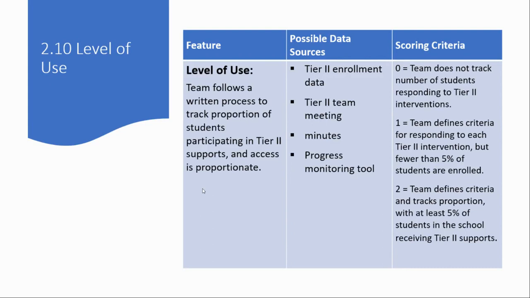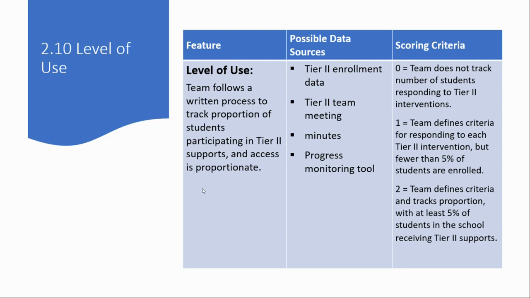So 2.10 is looking at level of use. This feature says the team follows a written process to track the proportion of students receiving or participating in tier 2 supports, and access is proportionate. If you remember back to your tier 1 training and your tier 2 training, we talk about the levels of students that should be supported by each tier of PBIS implementation.